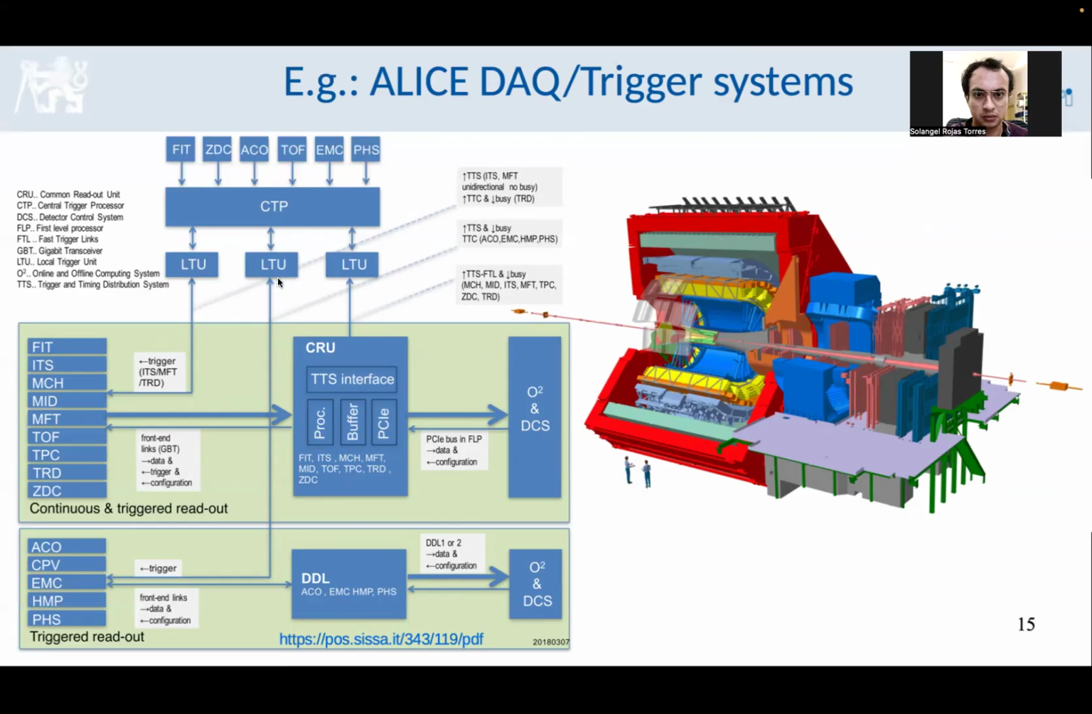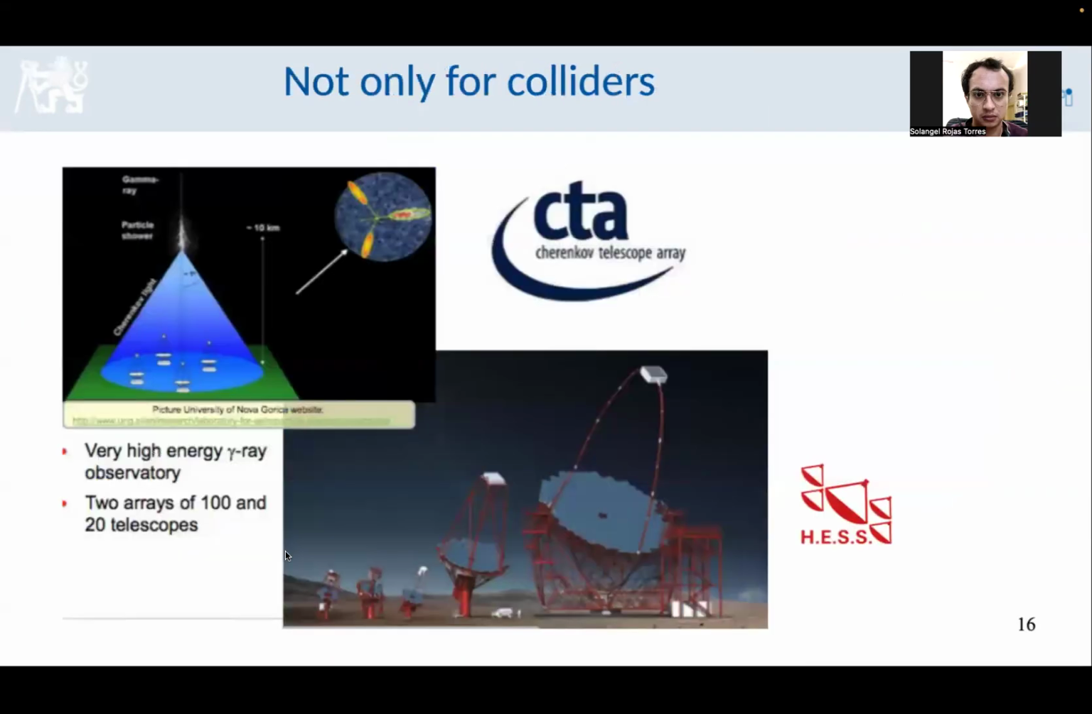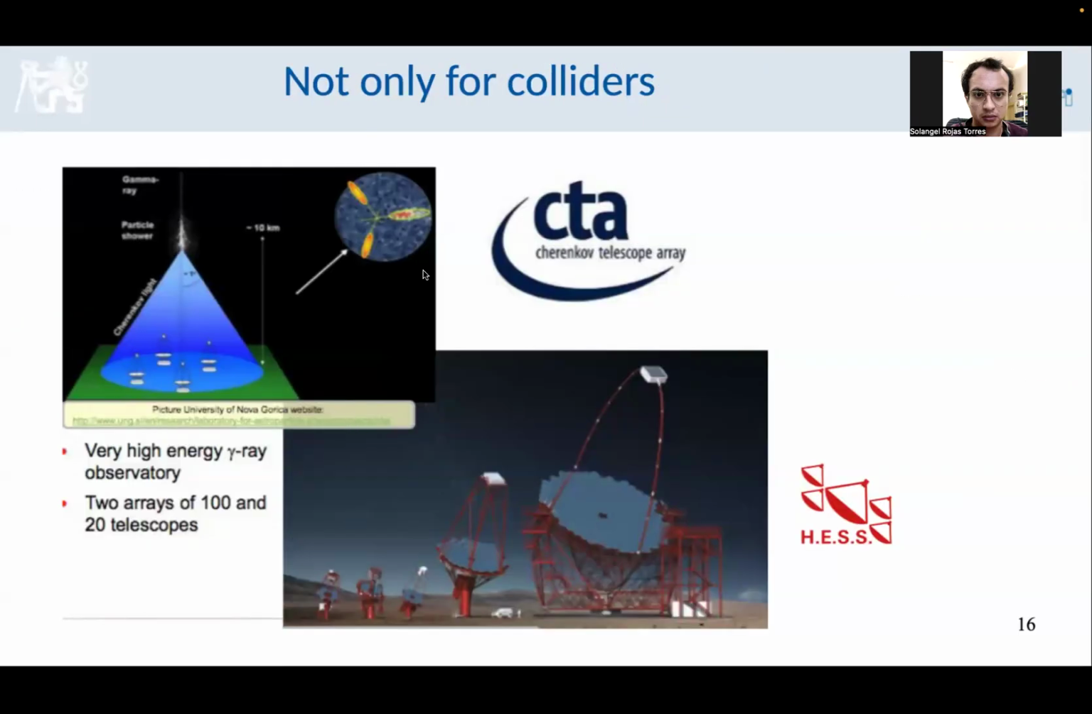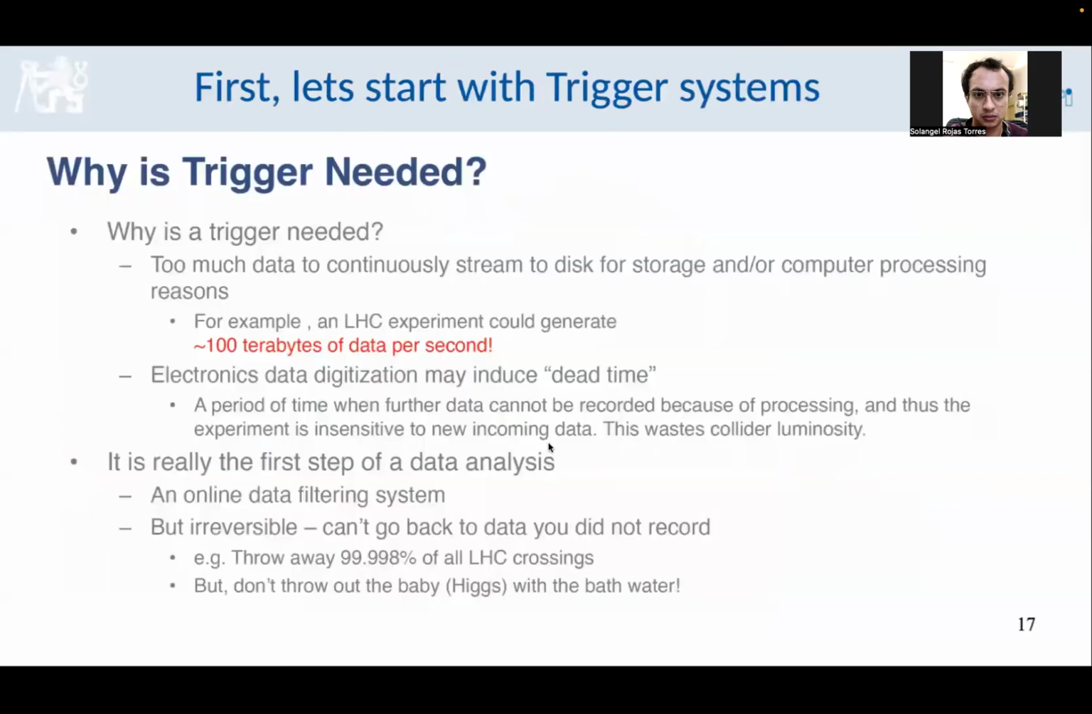If you see here, we have the other part. We have other detectors that work in triggered readout. So we have continuous and also triggered readout, because some of the detectors are too slow. They get the triggers from the CTP. Okay, well, this is an example. It is also possible, for example, to have other setups that are not colliders, for example cosmic rays or neutrino detectors, just to give an example.